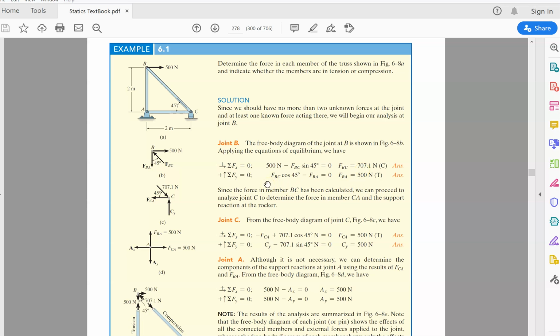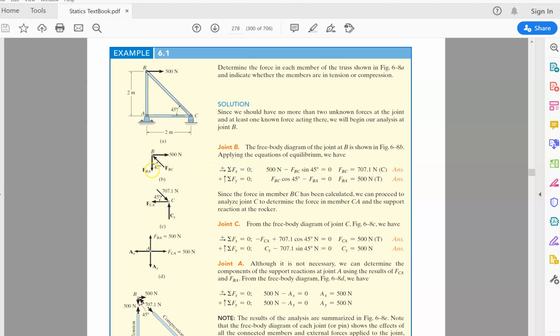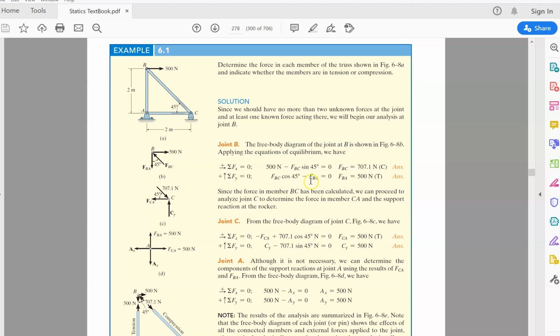FBC cos 45 minus FBA equals to 0. How is that done? This is Fy equals to 0. So we have FBA pointing downward minus FBC cos 45 resolved from this pointing upward. So it will be 500 tension. Okay. So that's done. Next, proceed to point C.